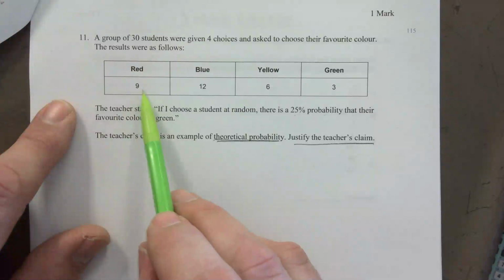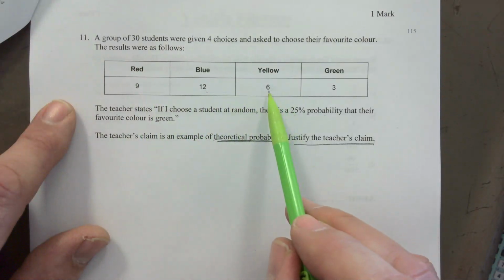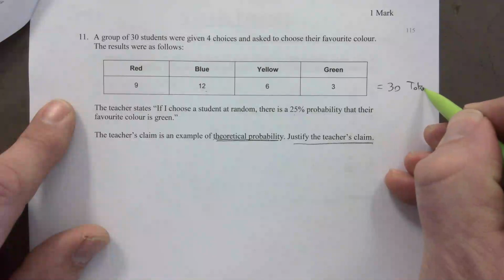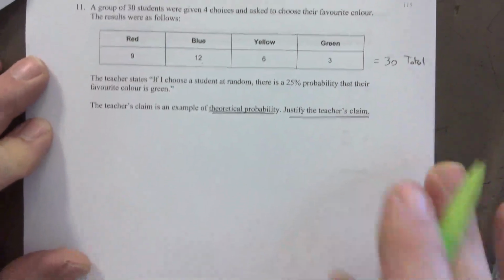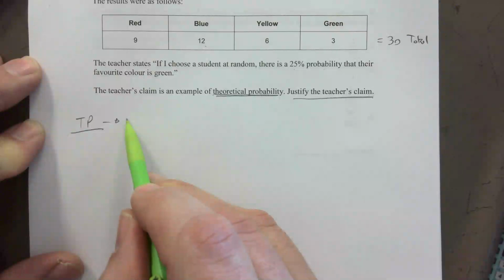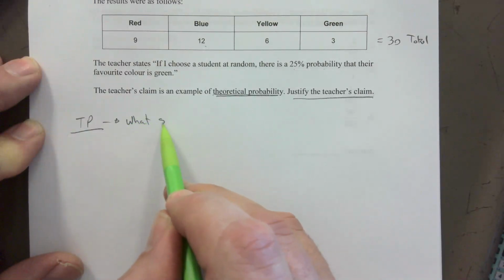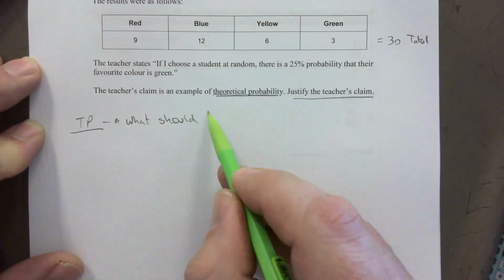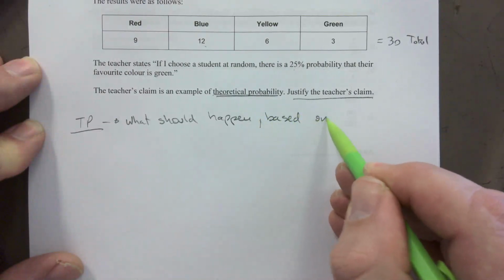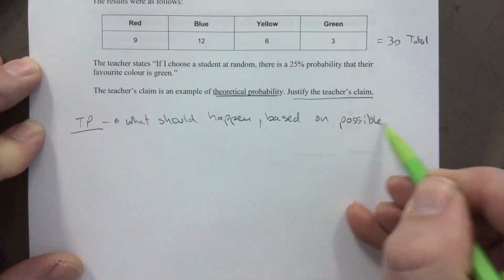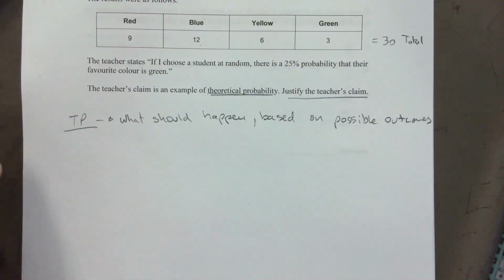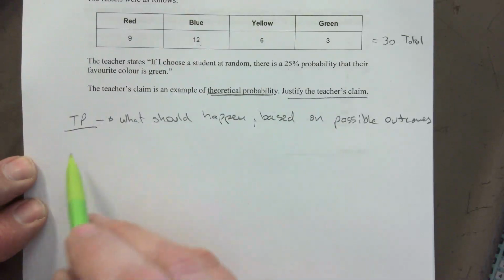So let's add this up. 9 and 12 is 21. Plus 9 is 30, right? So we've got 30 total. Do you remember what theoretical probability is? What should happen, based on possible outcomes. So a die, there's 6, right? And so forth. What's the other one?